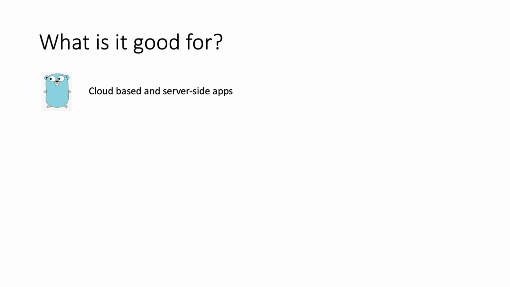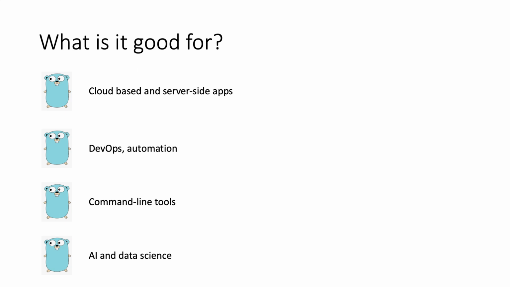What can you use Go for? Well, it is good for building cloud-based and server-side apps. You can also use it for DevOps and automation. For example, Kubernetes is written in Go. That's not what we're covering here, but it's just good to know that some really high-profile projects are using Go. There's also a very good area, command line tools, where Go has some excellent libraries that make building those command line tools really interesting and nice. And you can also use Go for AI and data science. Although Python and R are two huge languages, Go definitely has some libraries for that as well.